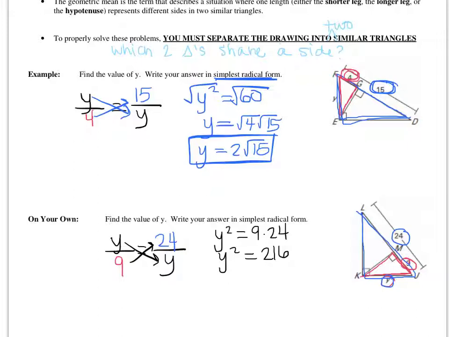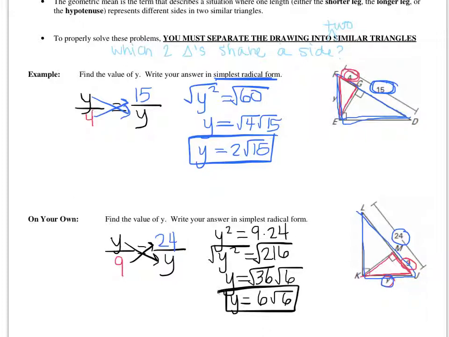Take the square root of both sides. So y equals, well, if you divide by 2 and then start working your way down, you'll find that 36 is the biggest perfect square that goes into it. And it's 36 times 6, so I'll do the square root of both. The square root of 36 is 6, so y is 6 times the square root of 6, and that's my value for y.